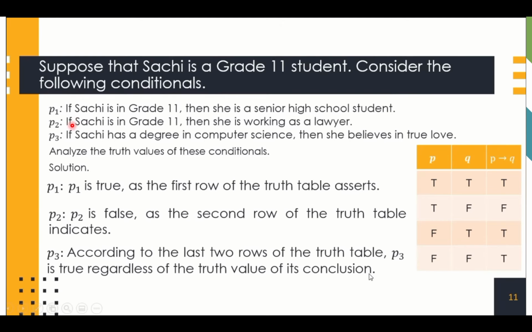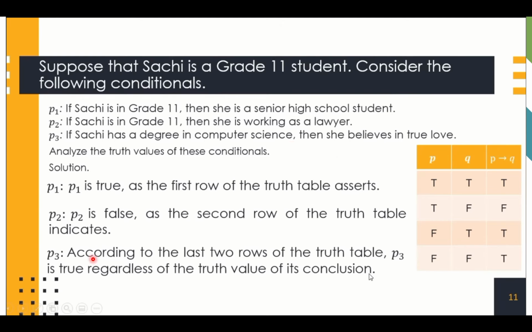So, for the second proposition, if Sachi is in grade 11, then she is working as a lawyer. So, do you think you can work as a lawyer if you are still in grade 11? That would be false. It is true that Sachi is in grade 11, but it is false that she is working as a lawyer. Okay, so for the third proposition, if Sachi has a degree in computer science, then she believes in true love.